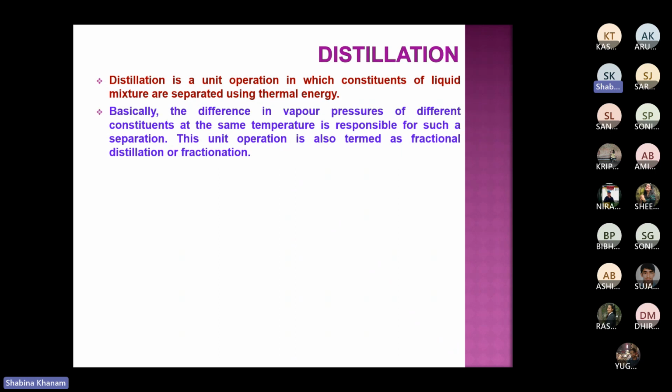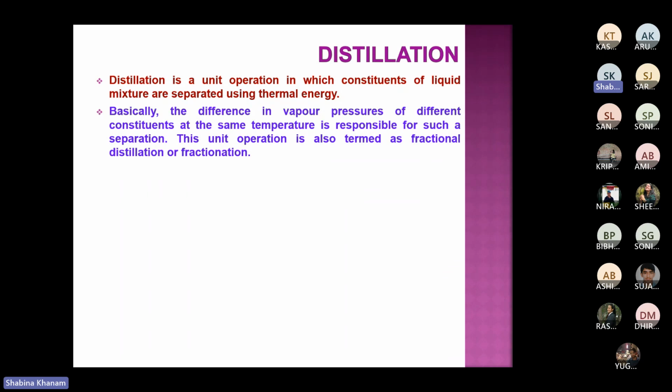Now how does the separation occur? That will depend on the difference in vapor pressures, or more precisely we call it the difference in volatility. Based on that we have the separation of different components. The point is the difference in vapor pressure of different constituents at the same temperature, through which we can get the separation.